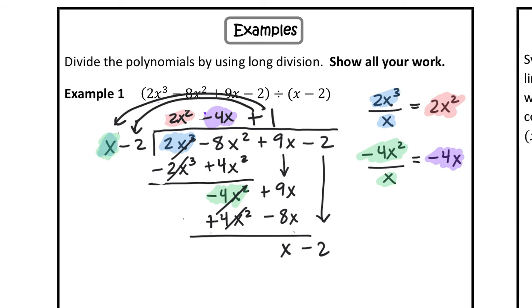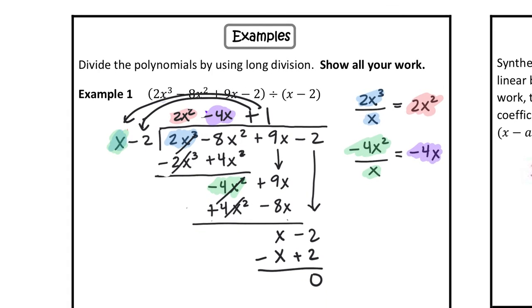So what's 1 times x? That's x, going to write it down here. What's 1 times negative 2? Negative 2. Subtract. Zero. All right, so my answer ends up being the part on top. This part up here. So my answer is 2x squared minus 4x plus 2. Okay.